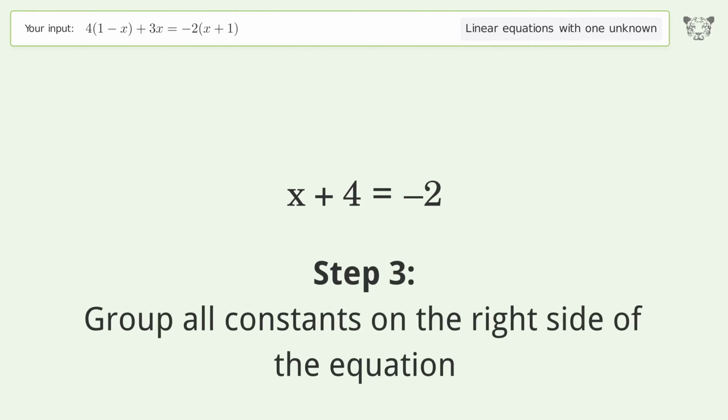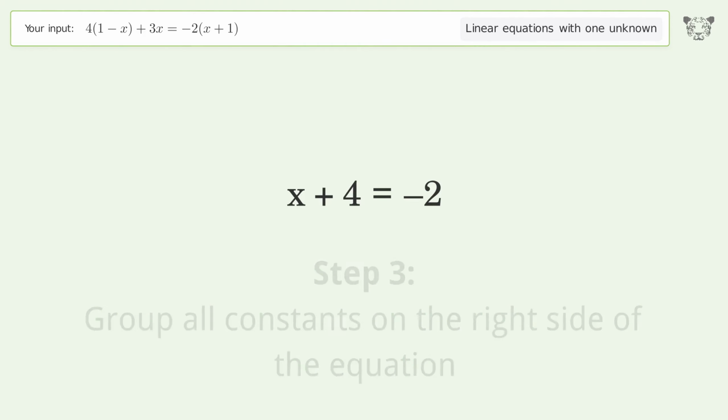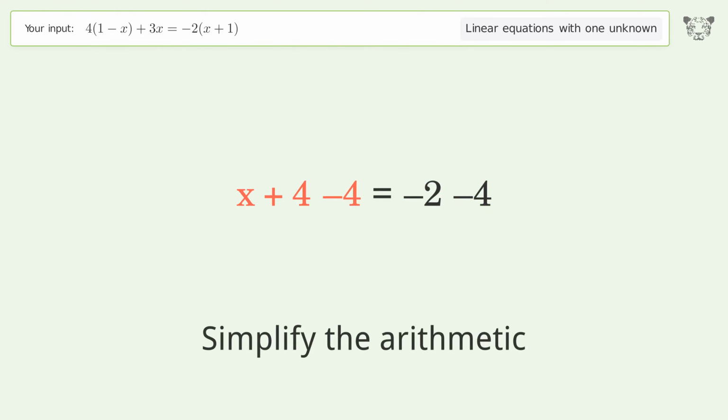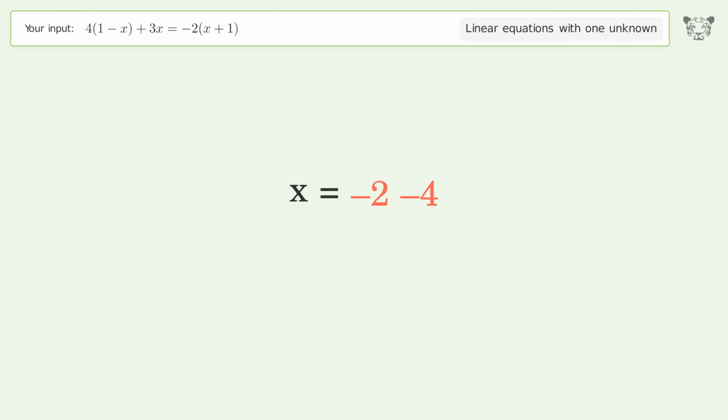Group all constants on the right side of the equation. Subtract 4 from both sides. Simplify the arithmetic. And so the final result is x equals -6.